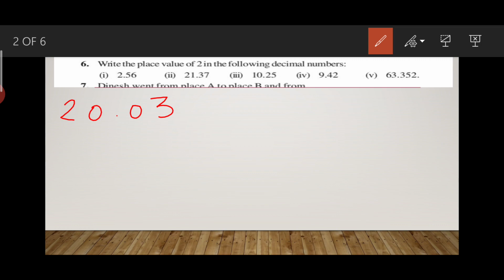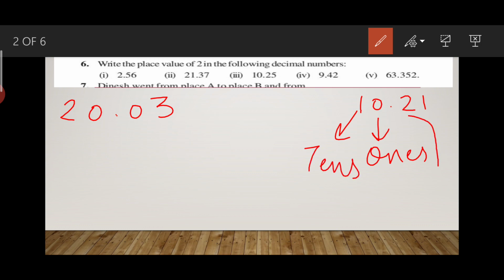You can see here we have a decimal. Firstly, as you know, in any number, for example 10.21, this value is known as ones, this value is known as tens, and after the decimal, the first digit is known as tenth, and the second digit after the decimal is known as hundredth. Okay, similarly we have to solve this question also.